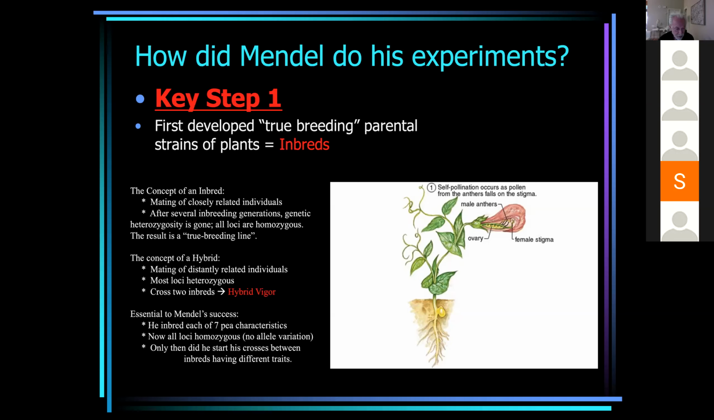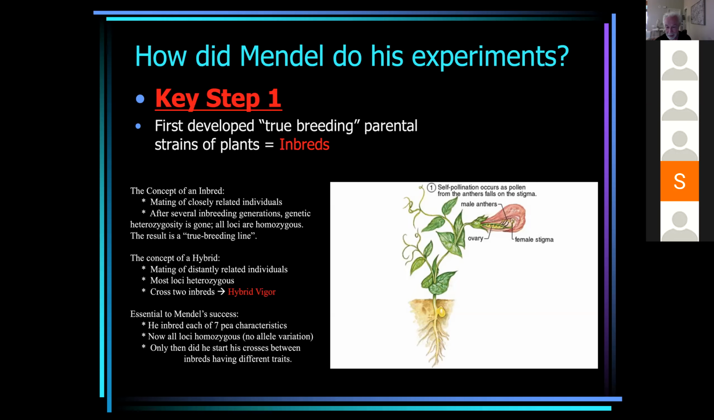Now, essential to Mendel's success, he inbred each of 7 P characteristics, so that now all the loci for all 7 of those characteristics were homozygous, no allele variation. And it's only after he had laboriously done this did he start making crosses between individual Ps having different traits.